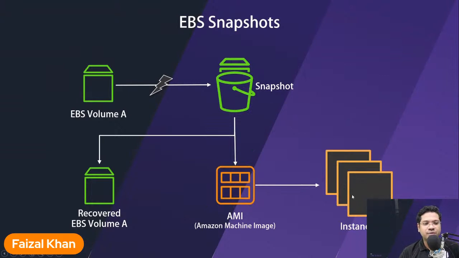So when you use an AMI, it creates instances, and then all of those instances that get created, you can basically attach additional volumes that are made from the snapshots.